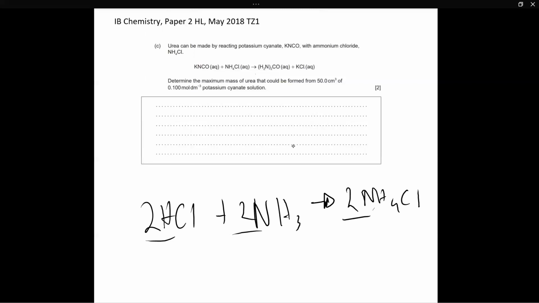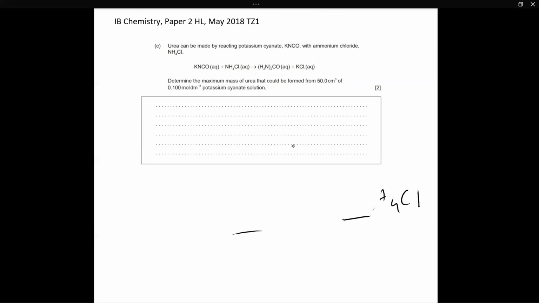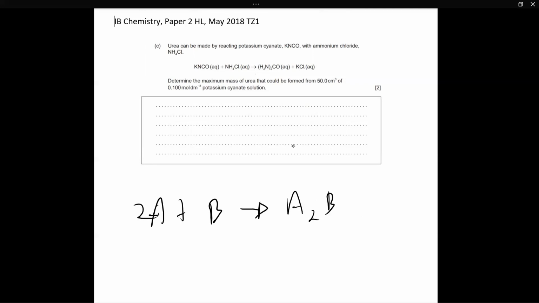So for example, suppose I have substance A, and 2A plus B is going to give me A2B. This is just some random reaction with random letters. So if we have such a reaction, and I tell you that we have 0.5 moles of A, how many moles of A2B can we produce? The maximum amount of moles?